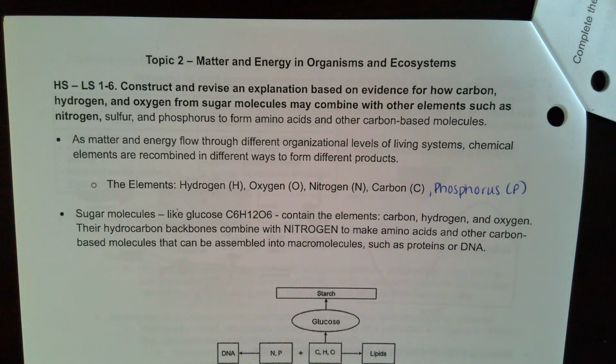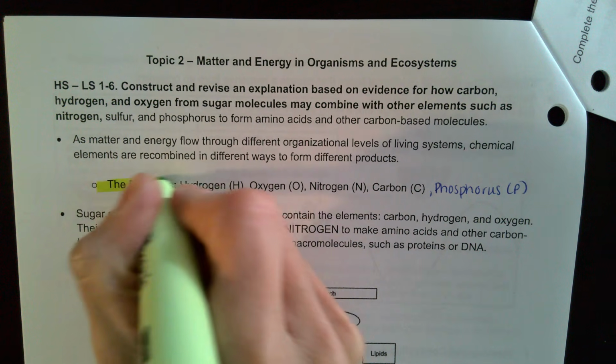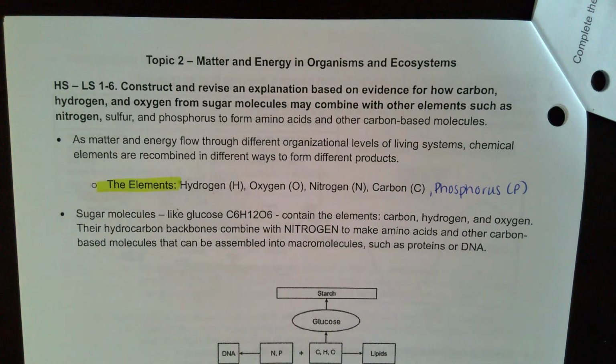So as matter and energy flow through different organizational levels of living systems, chemical elements are recombined in different ways to form different products. Listed here, I have the 5. Yes, I've added one, so you should probably do the same on your worksheet. Hydrogen, oxygen, nitrogen, carbon, and phosphorus. Those are going to be the elements that we are most interested in.